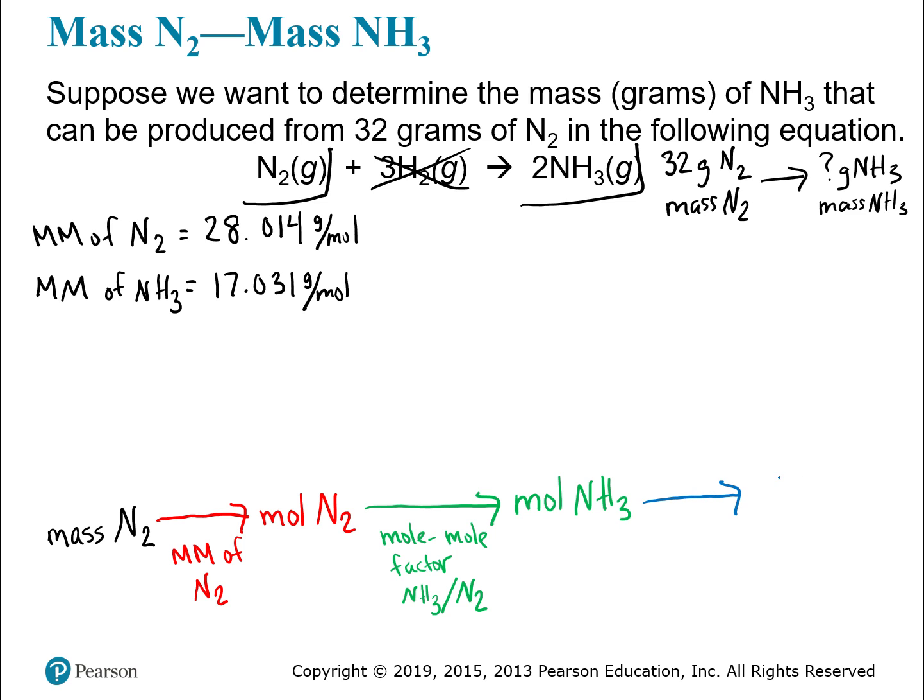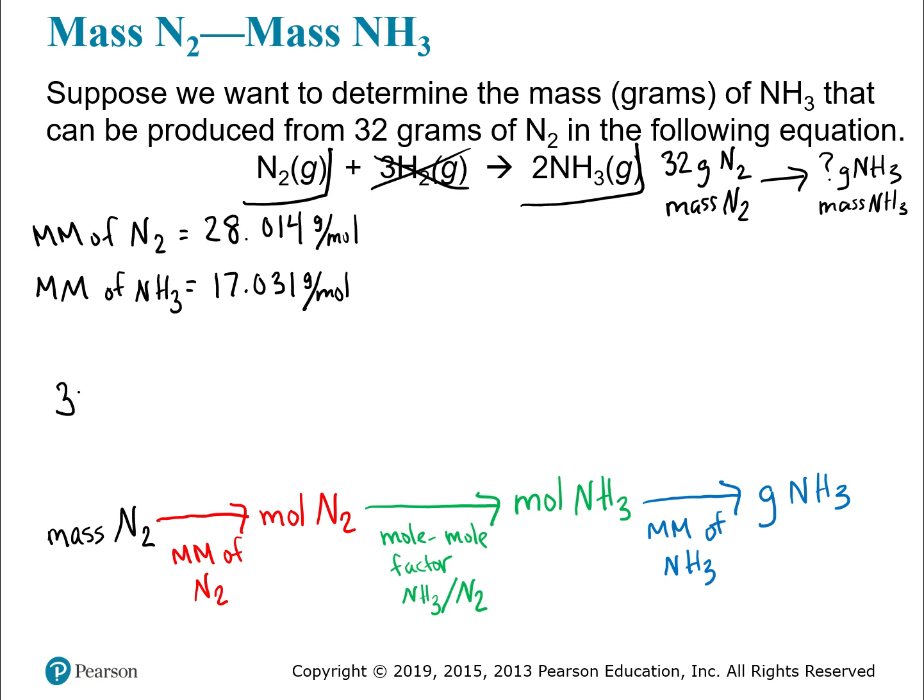The last piece is to convert the number of moles of ammonia to grams, because the question is asking for the mass of ammonia. That's where we use the molar mass of ammonia, which we've already calculated. That's, in words, kind of the plan for how we're going to set up this equation.